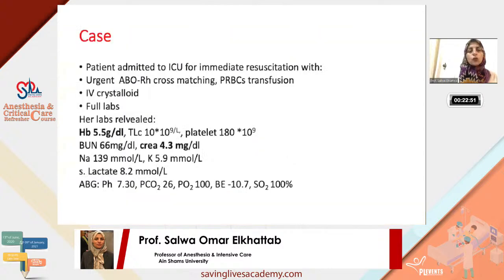Let us go back again to the same case. In this patient with serum creatinine 4.3 milligram per deciliter for the first time, before she was normal, and urine output of 20 ml per hour for the last 3 hours. Do you think this patient can be classified as acute kidney injury? By what criteria? RIFLE, Acute Kidney Injury Network, or Kidney Disease Improving Global Outcomes?